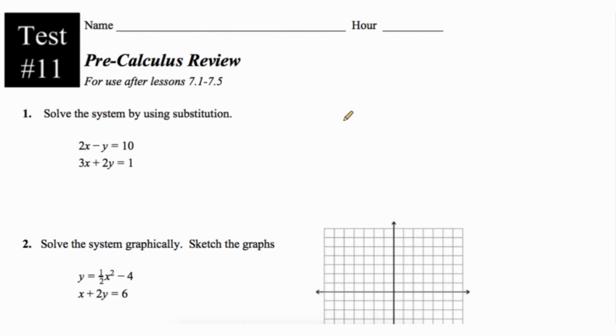Taking a look at problem number 1, we're asked to solve that system by using substitution. So what we want to do is isolate one of our variables. I'm taking a look at the top equation and I'm going to work on getting y all by itself. The first thing I'm going to do is subtract that 2x over to the right hand side. So we've got negative y equals negative 2x plus 10. Y still isn't by itself because it's got the negative in front, so I'm going to divide everything by negative 1. So then we get y equals 2x minus 10.